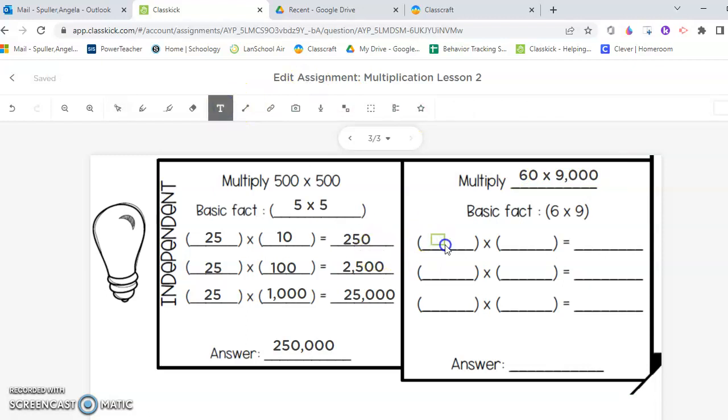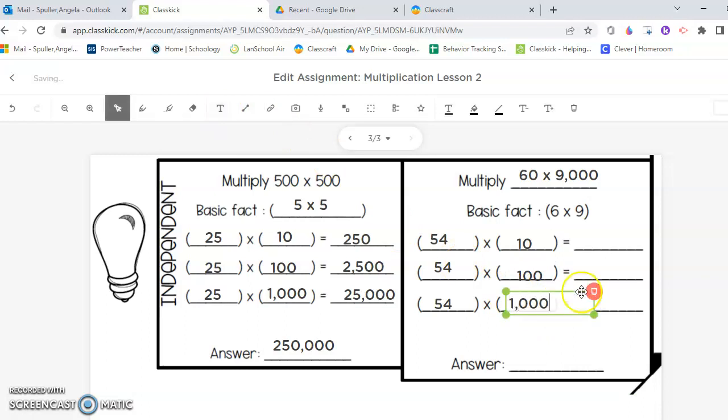So again, we know our product or answer is 54. So let's start it. We're starting at 10 because it's the easiest. I can't type today, guys. Times 100. And then times 1,000. Okay, let's get our answers.